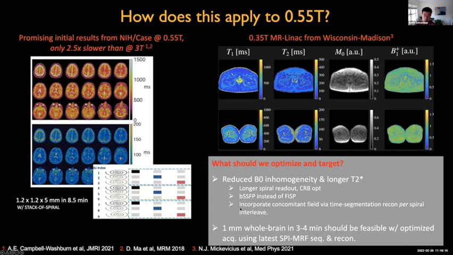So with some of these techniques, what do you think we should target? My target would be we should be able to acquire 1 millimeter whole brain data in around 3 or 4 minutes if we are optimizing our acquisition to boost some of the SNR with some of these things that I've mentioned, as well as utilizing some of our latest spiral projection 3D MRF, as well as the subspace and machine learning reconstruction. If we can do that, I think that would be quite game changing for low field imaging as well.